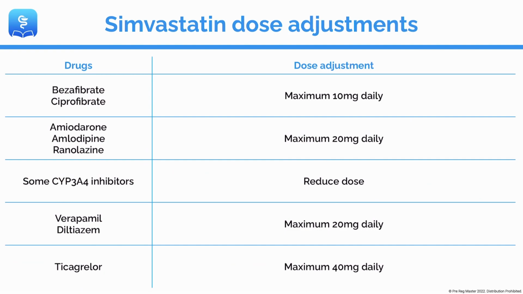There are key dose adjustments due to interactions with simvastatin. With bezafibrate and ciprofibrate, a maximum of 10 mg daily should be prescribed. With amiodarone, amlodipine, and ranolazine, a maximum of 20 mg daily should be prescribed. With some CYP3A4 inhibitors, a reduction in dose should be considered, and with verapamil and diltiazem, a maximum of 20 mg daily should be prescribed. With ticagrelor, a maximum of 40 mg daily should be prescribed.